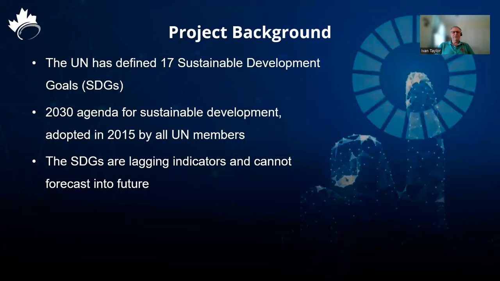So as background, the United Nations has defined 17 Sustainable Development Goals, and they have what they call a 2030 agenda, which was approved by all UN members in 2015. Now we have looked at this Sustainable Development Goals framework, and we found that the Sustainable Development Goals are lagging indicators, and so it's not clear how you can use them to forecast into the future. So with this approach, we use system dynamics to try to rectify that problem and determine how the SDGs can help in planning and prioritizing future policies.